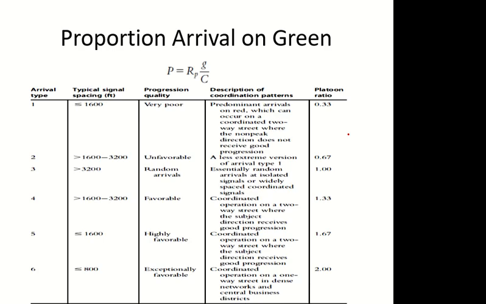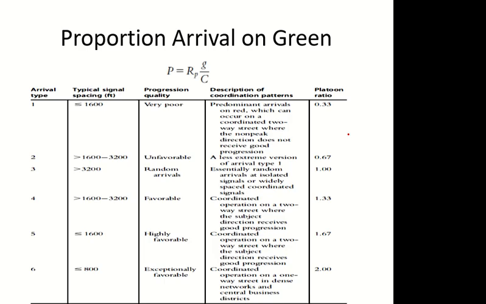It depends upon two things: the G by C ratio. What is the G by C ratio? G is your effective green time and C is the cycle time. For every phase, for every movement, you have a small g. Small g is effective green. What does it mean? The time available for the vehicles to move.